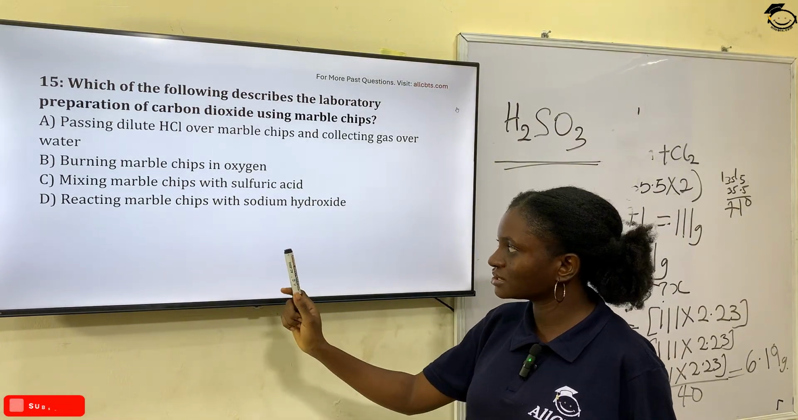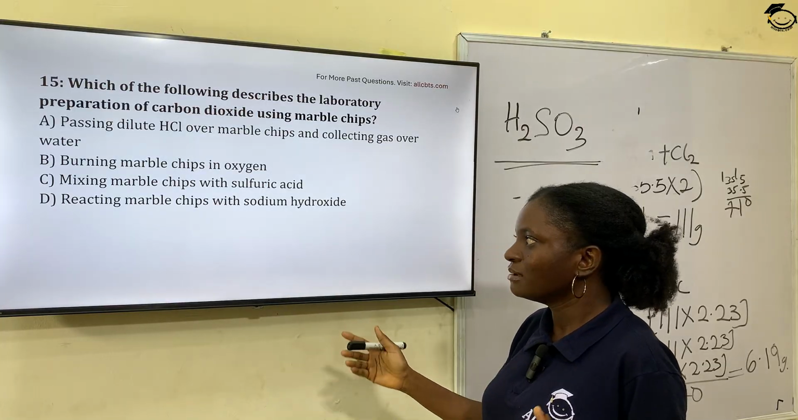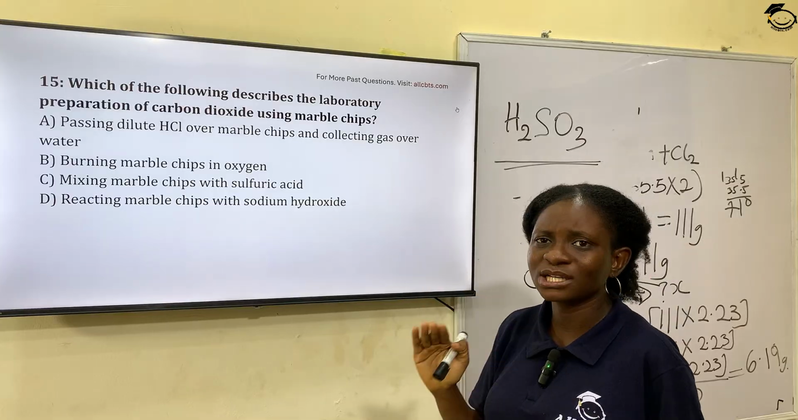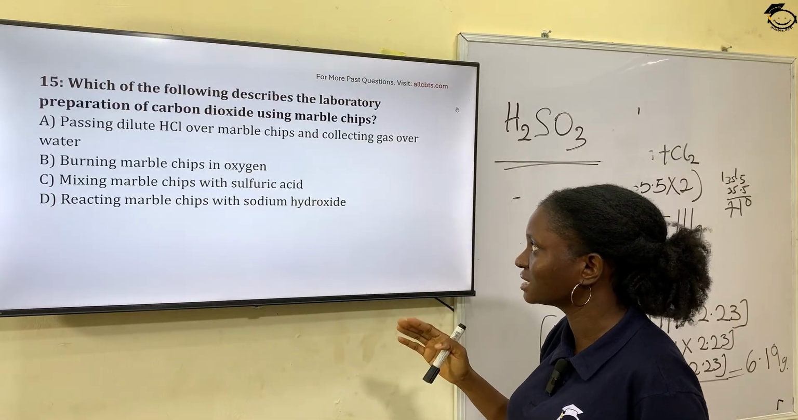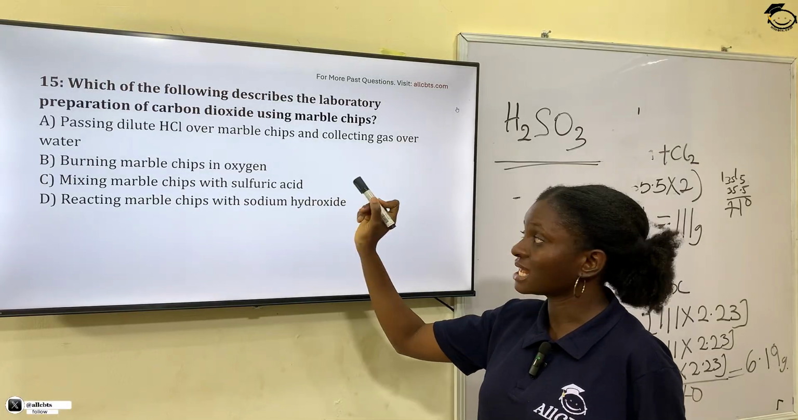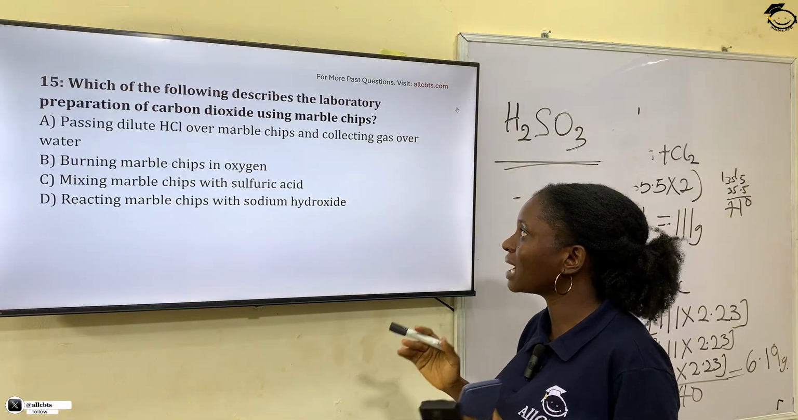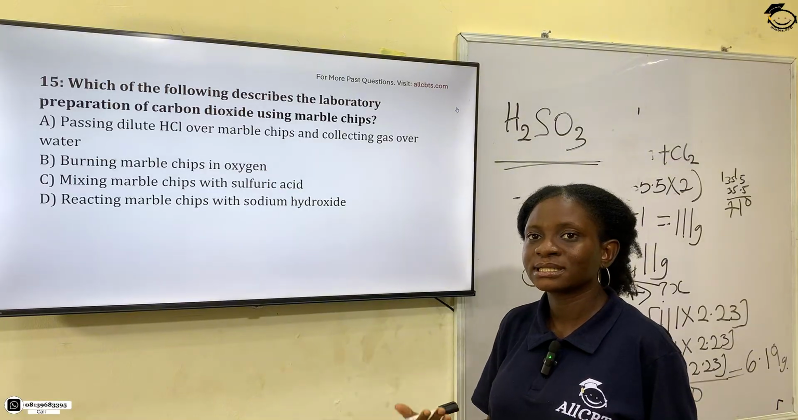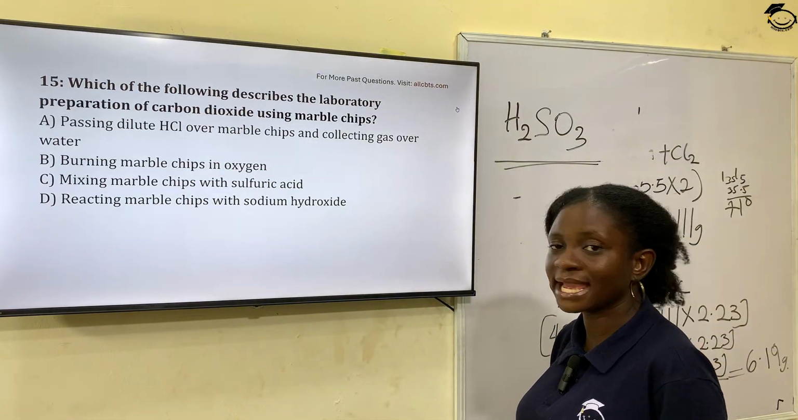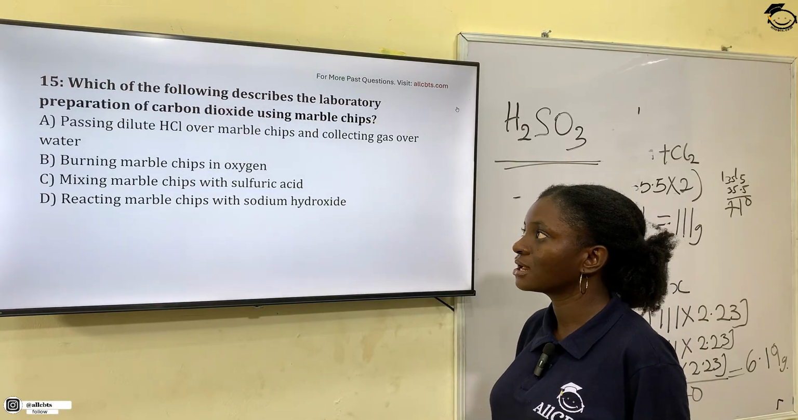So option C looks like it, mixing, but it doesn't end there. It's passing dilute hydrochloric acid over marble chips, it's not sulfuric acid, it's hydrochloric acid, and then the carbon dioxide is collected over water. Option A is the correct answer.